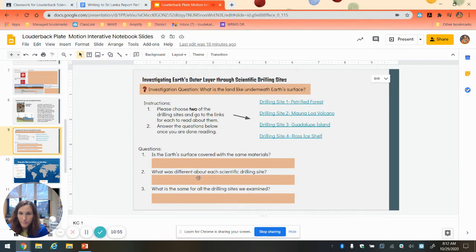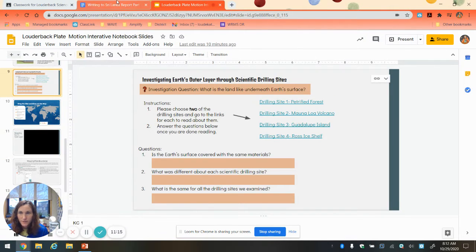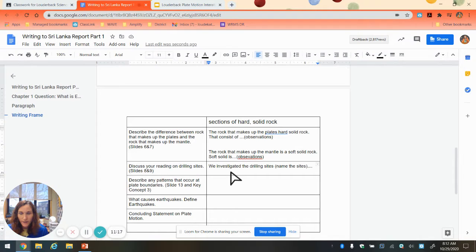Were they covered in the same material? What was different about each site? Maybe that they were all different locations throughout the world. What is the same for all the drilling sites? That kind of ties back into key concepts. 1, that the Earth, the entire Earth, is made up of hard, solid rock. And again, that's what you should have picked up in the video as well. All right, so once I've done that, and if you don't have these slides in your notebook, you're going to have to go back to Google Classroom to find them.